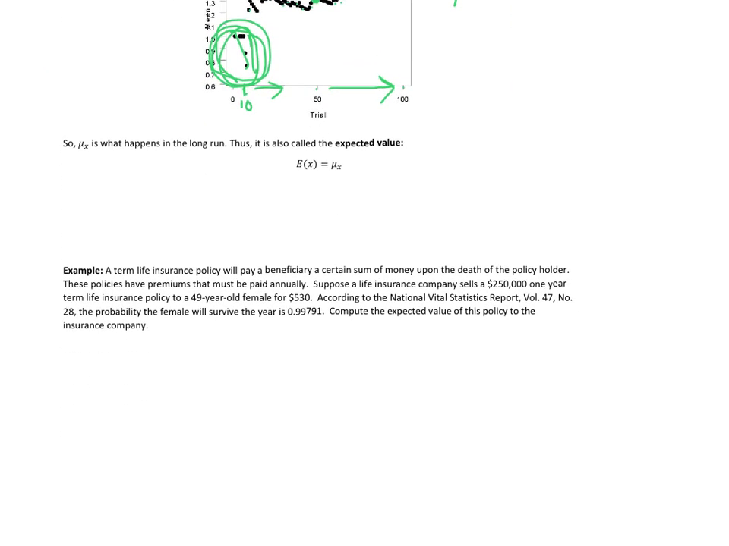Okay, so mu sub x, because it happens when we have a lot of probability experiments, we can also think of it as what happens in the long run. So sometimes it's also called the expected value, and we use E sub x for the expected value. So let's look at an example using the expected value.